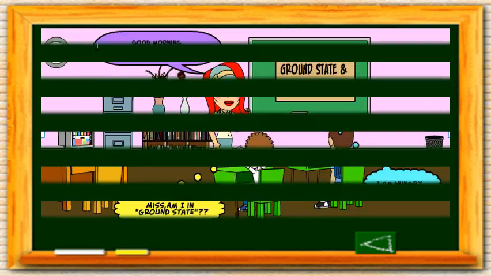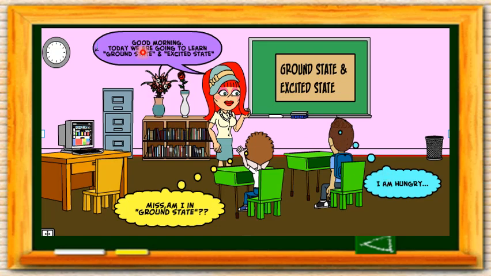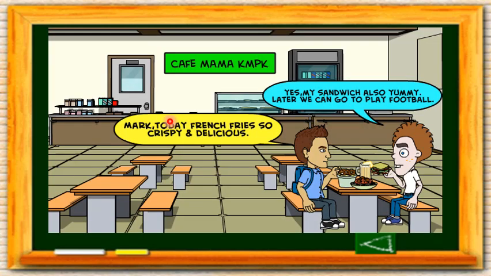Let's start the story with, okay, good morning. Today we are going to learn ground state and excited state. Miss, am I in ground state? I am hungry. During recess time, the first thing Mark and Jack wanted to do was go to the cafe. Mark, today French fries so crispy and delicious. Yes, my sandwich also yummy. Later we can go to play football.